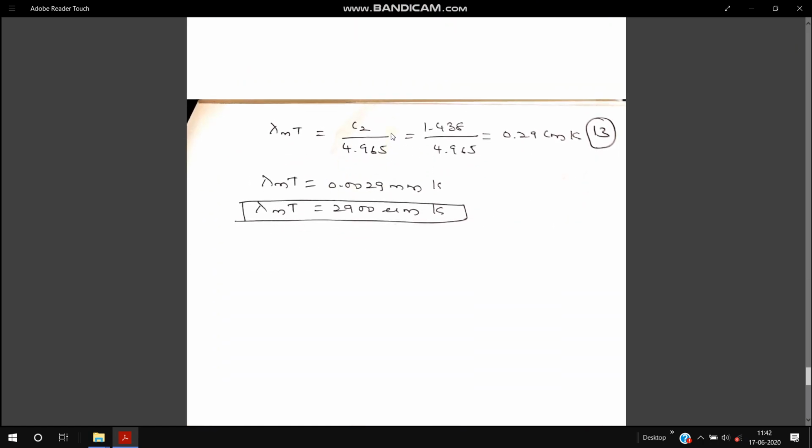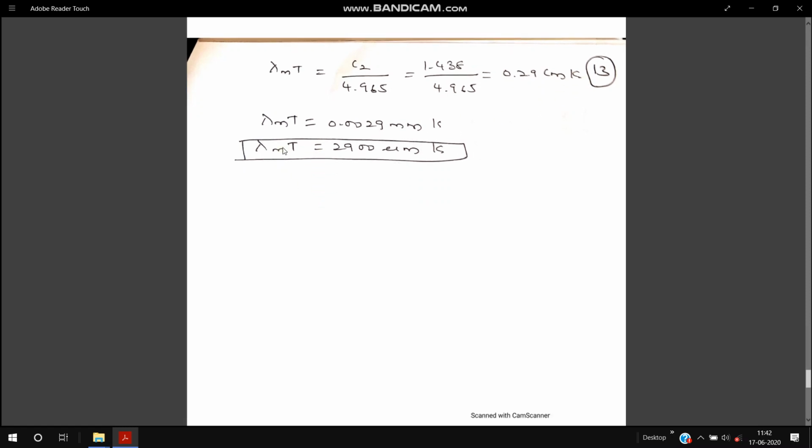So lambda T equals C2 by 4.965. The value of C2 is 1.438 divided by 4.965. You get 0.29 centimeter Kelvin, or 0.0029 meter Kelvin. So lambda max T equals 2900 micrometer Kelvin. This is lambda max into T equal to 2900 micrometer Kelvin. This is Wien's displacement law.